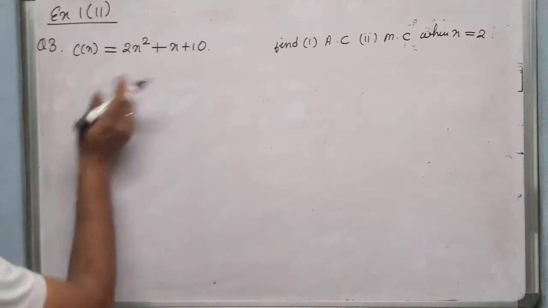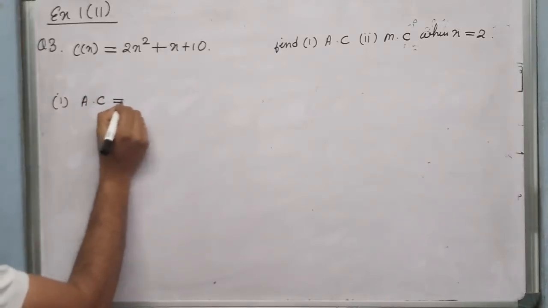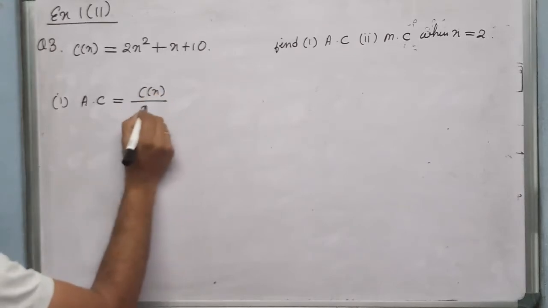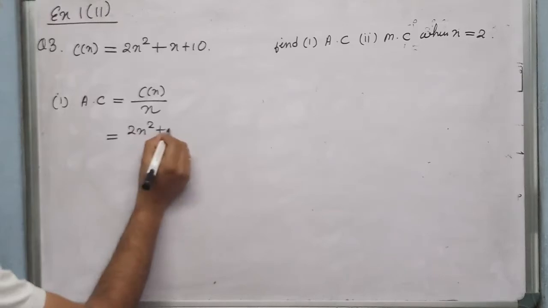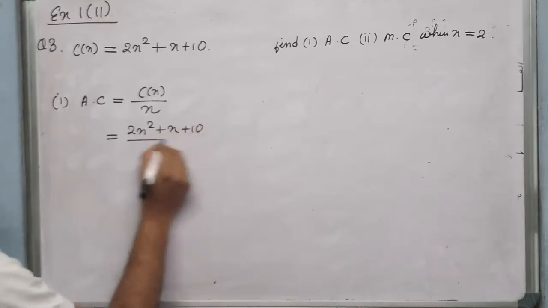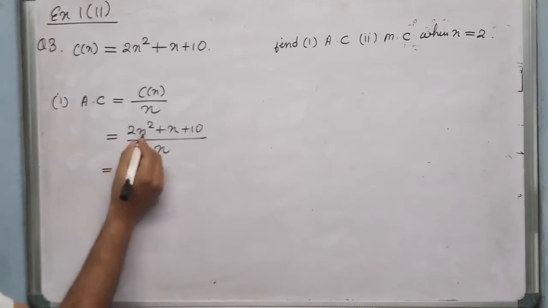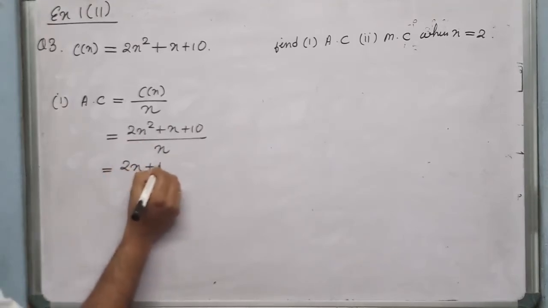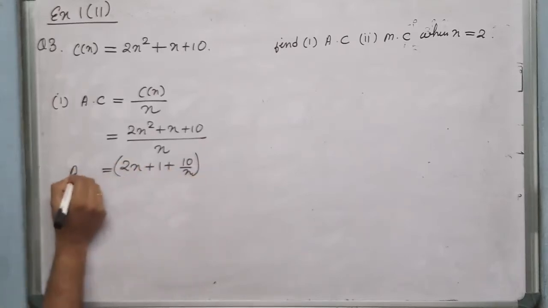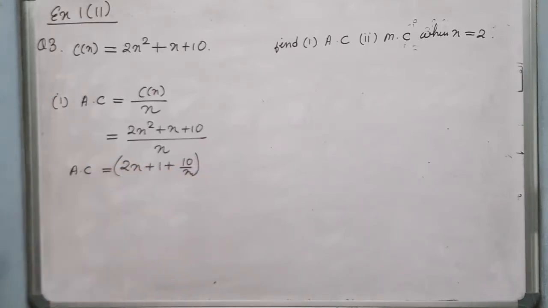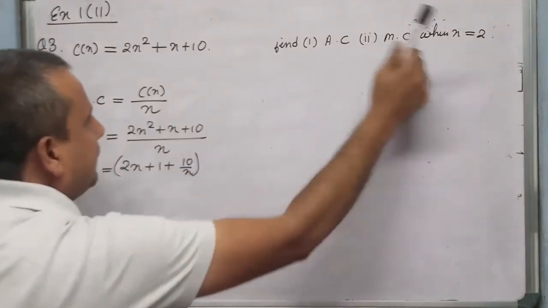If the cost function is given, number 1, average cost is given by cost divided by x. That is, 2x square plus x plus 10 divided by x. Then I'll divide the individual terms. 2x square divided by x is 2x, plus 1, plus 10 over x. This is the equation for the average cost.